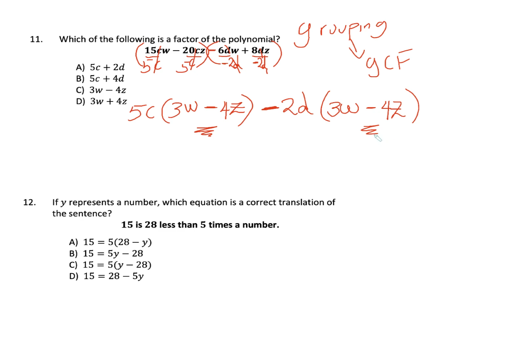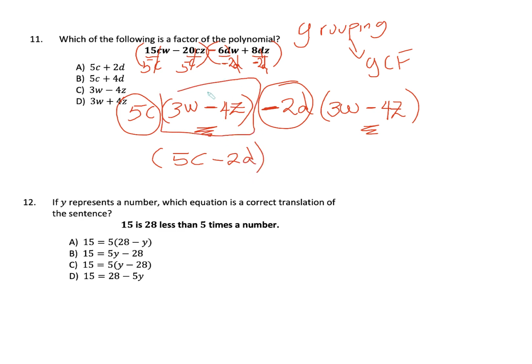And what are we going to do? We're going to take this and put it in one parenthesis. So this will be 5C minus 2D. And then we're going to keep one of these. So let's keep the first one, 3W minus 4Z. And we're finished. And let's look to see who has one of these factors. So I have a 5C minus 2D. So that one is not there. 3W minus. Okay, so my answer is C.